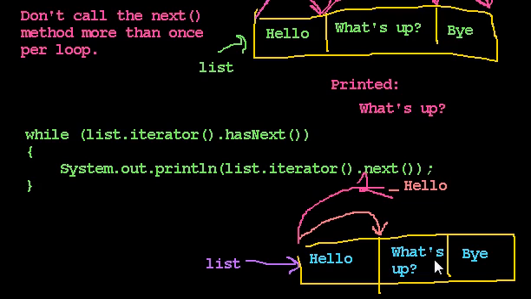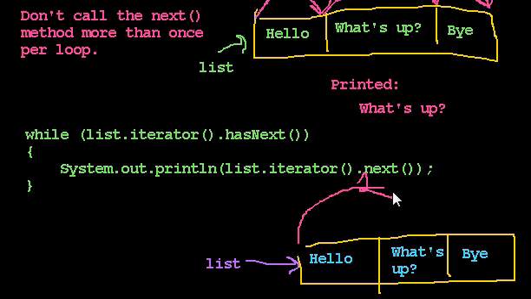So actually, I think I skipped too many steps here. The first thing we did is we said list iterator, and that produced this monster. It didn't say hello yet. Then we asked it has next, and it says true. In fact, I want to get rid of this hello. And there we go. This is where we were at.